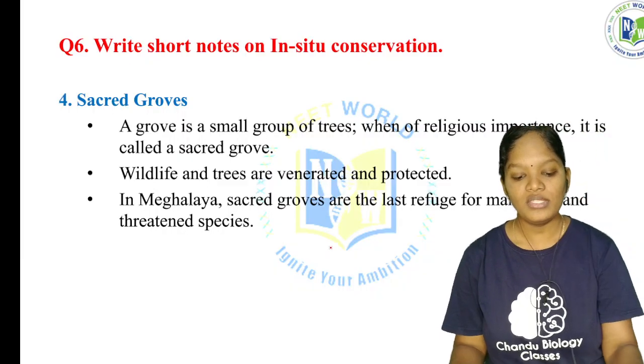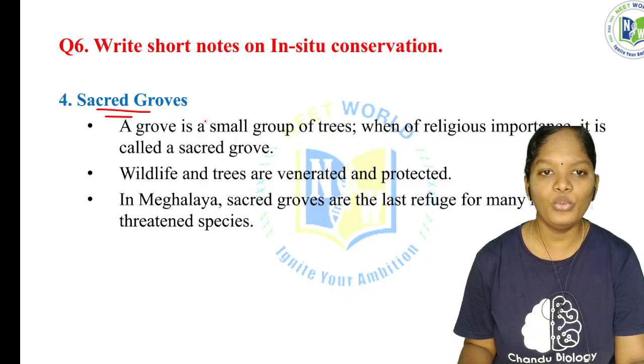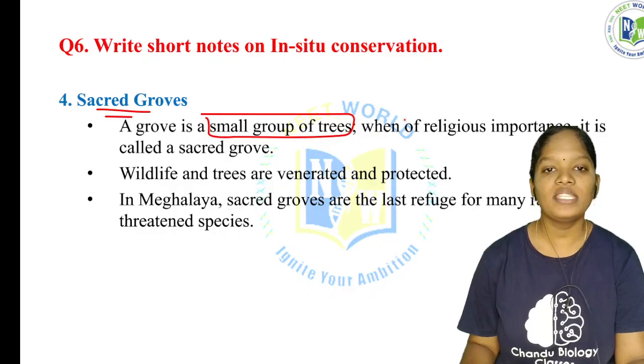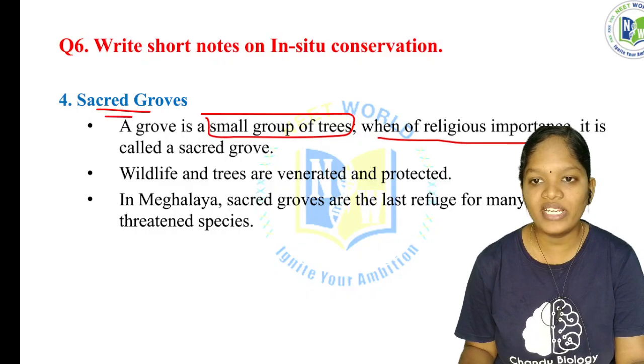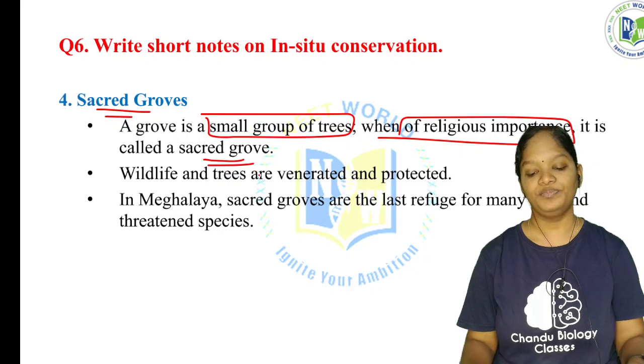So these are all the important examples of wildlife sanctuaries present in Andhra Pradesh. Okay. So next, the sacred groves. A grove is a small group of trees. Okay, a grove is nothing but a small group of trees, and when it is of religious importance, it is called a sacred grove.